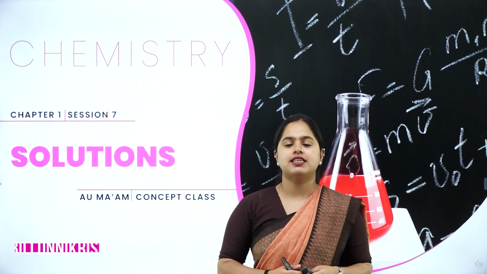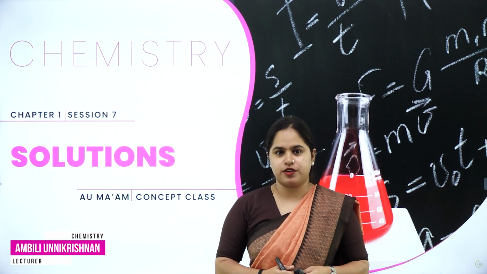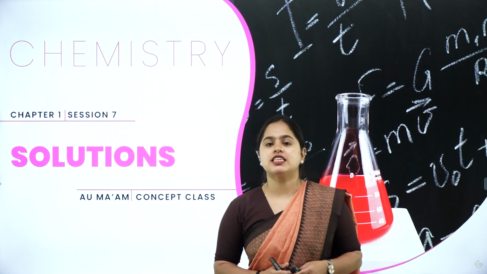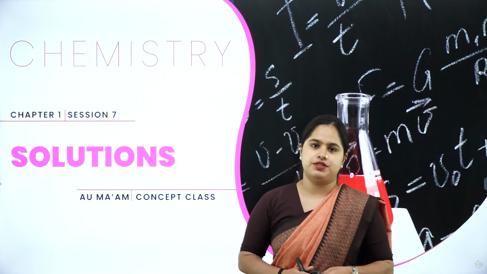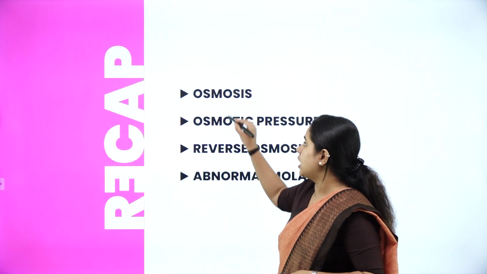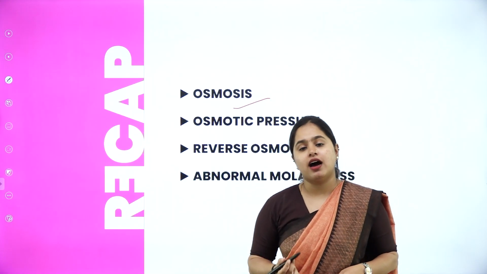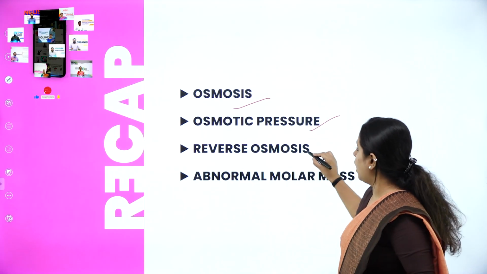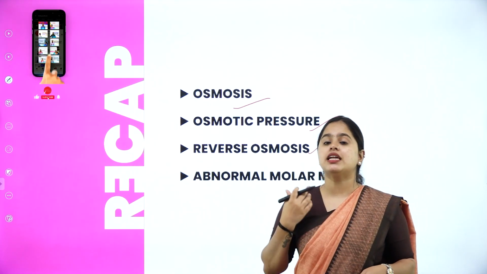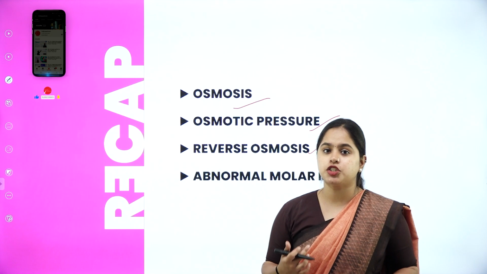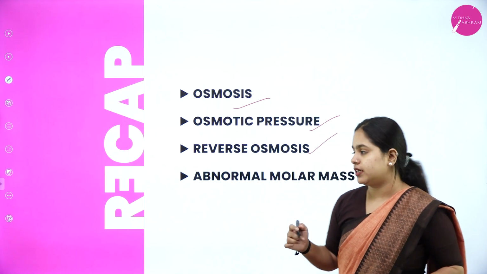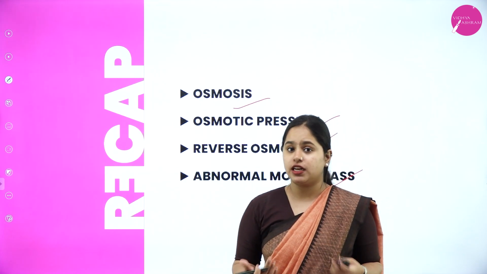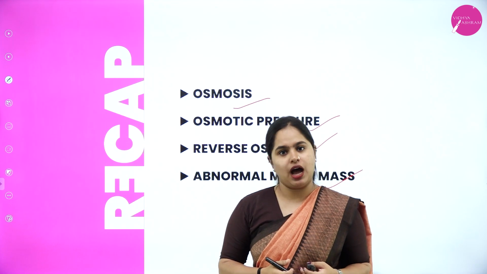Hello everyone, this is Ambali Unnikrishnan from the Department of Chemistry, Vidhyaashram School of Excellence, Mysore. So today we are back with session 7 of the chapter Solutions. In the last session we discussed osmosis and the last colligative property, osmotic pressure. We also studied reverse osmosis and where it is applied, the desalination of seawater. Then we studied the last topic of the chapter, abnormal molar mass, wherein we studied the Van't Hoff factor as well.